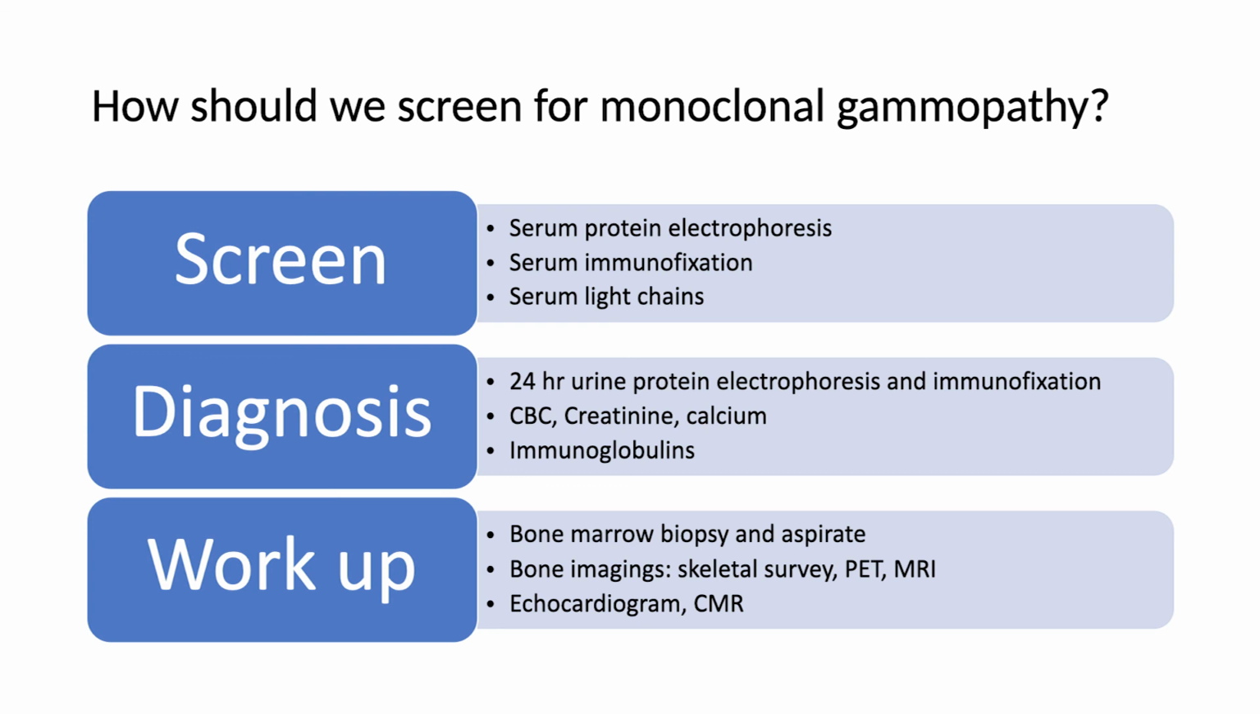You have to collect 24-hour urine for protein electrophoresis and immunofixation, CBC, creatinine, calcium, and immunoglobulins, IgG, IgA, IgM levels. And then you have to confirm the diagnosis with a bone marrow biopsy and aspirate, if needed. Again, depending on what type of MGUS you run into, bone imaging, skeletal survey, PET scan or MRI, echocardiogram, or if needed, cardiac MRI.